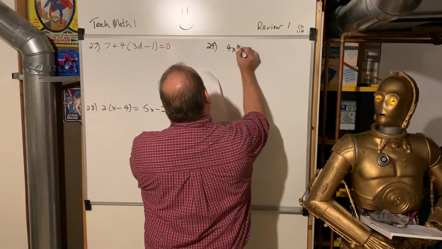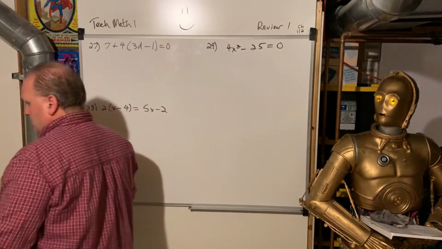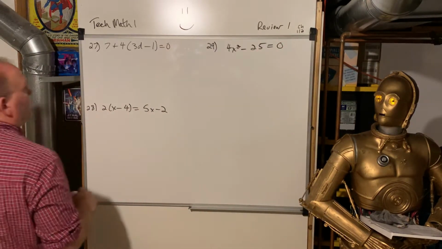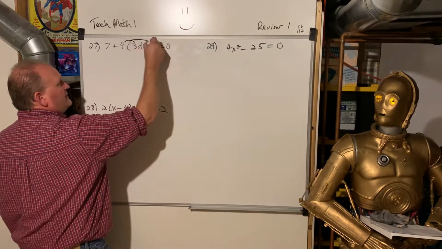Four x squared minus 25 equals 0. Ooh, a second degree. You get 2 solutions for that bad boy. All right, so this is just like the one that I just erased. I first do the distributive property.